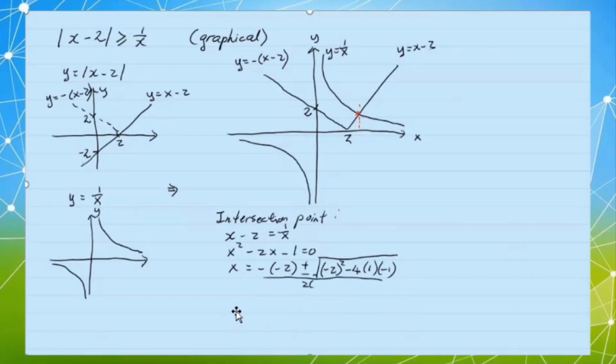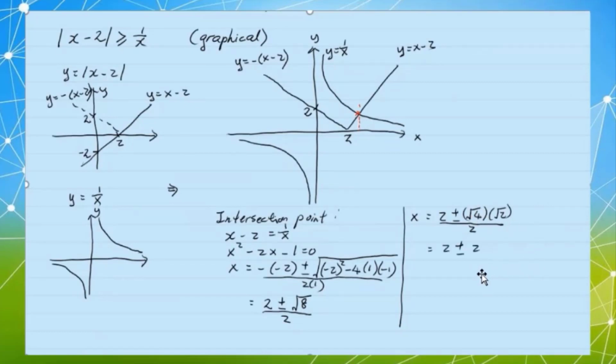So when we simplify, we got 2 plus and minus square root of 8 divided by 2. Now, in order to simplify into the simplest form, we found that square root of 8 we can separate into square root of 4 times square root of 2, where we know that square root of 4 is equal to 2. Then from here, we can cancel off the 2. Then we got 1 plus and minus square root of 2.